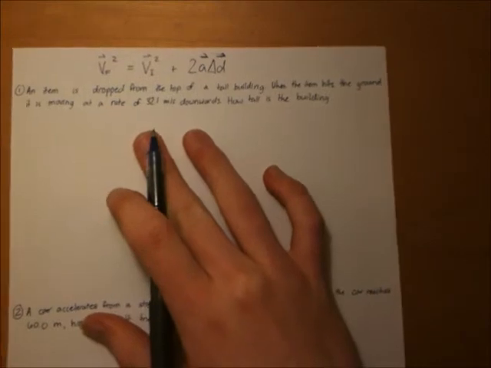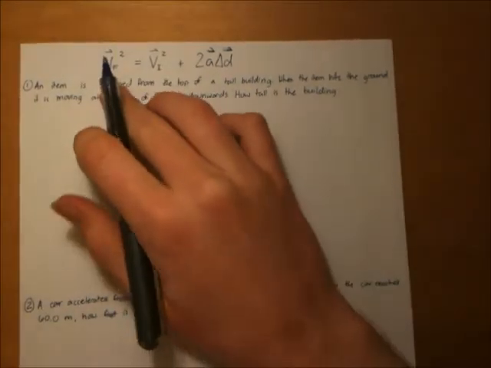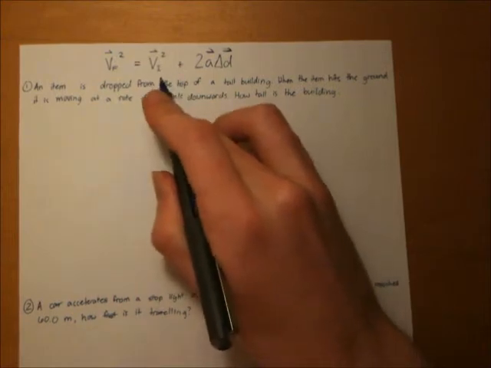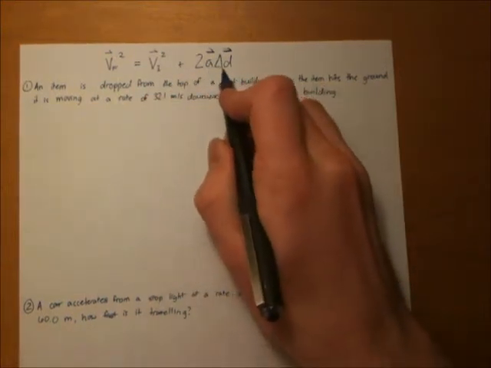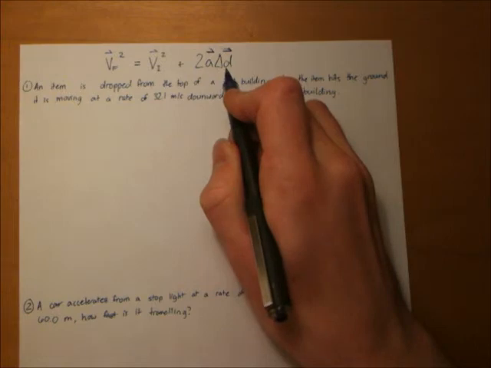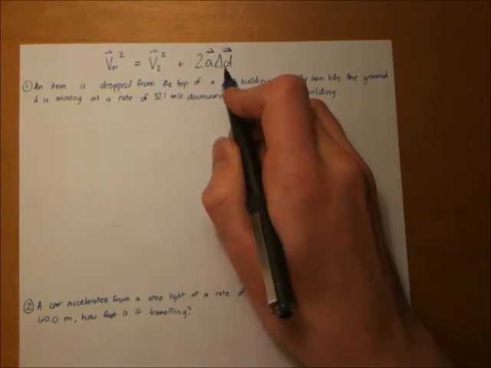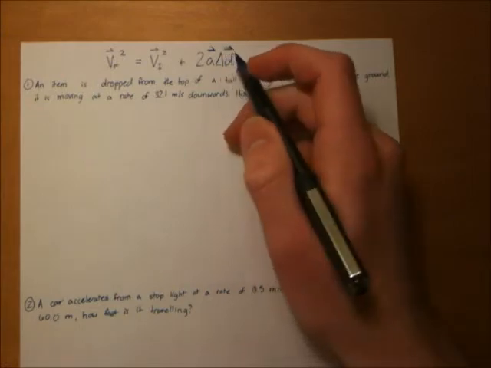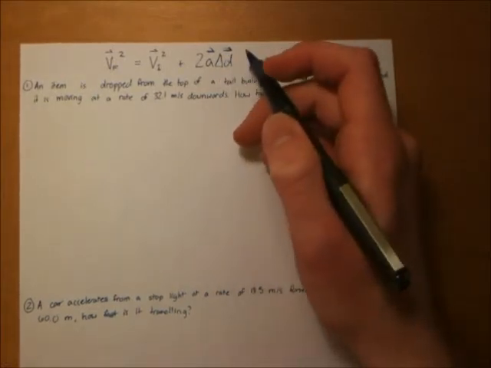Hello. In this video, I will be explaining how to use the kinematics equation that does not contain the variable time. The equation, which can be seen at the top of the page, consists of four variables: final velocity, initial velocity, acceleration, and distance, or displacement, depending on the question. To explain how to use this equation, I will be solving two sample problems.